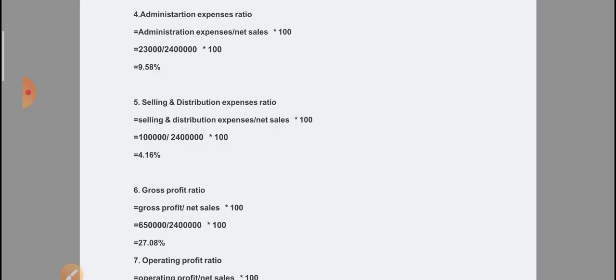Now selling and distribution expenses ratio. Formula to calculate selling and distribution expenses ratio is selling and distribution expenses divided by net sales into 100. So 1 lakh is the selling and distribution expenses, net sales 24 lakh into 100, so 4.16% is the selling and distribution ratio.